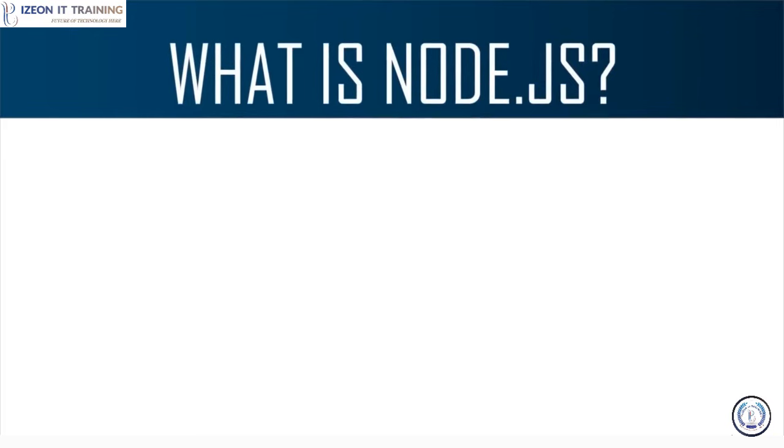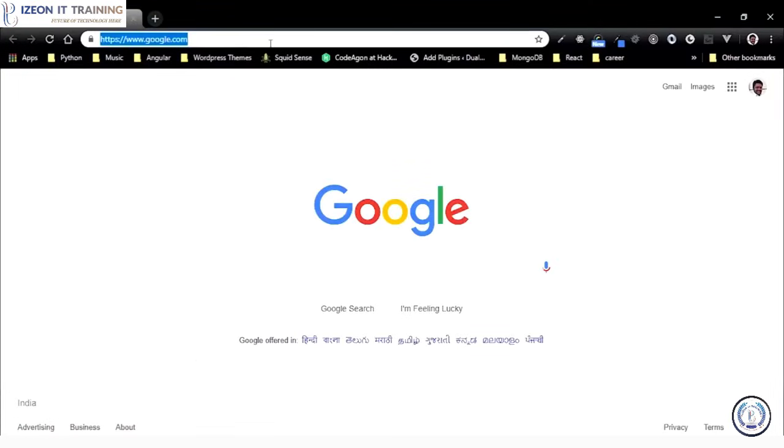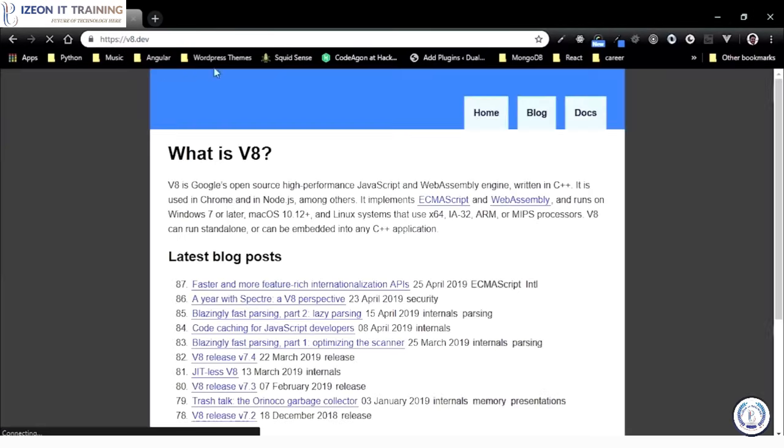If we speak about Node.js, it's a powerful JavaScript framework, or I might say it's a runtime where you can run JavaScript on the console. It is developed on Chrome's V8 engine. If anyone doesn't know what a V8 engine is, let me just tell you what it is. If I check out v8.dev, the official website of Chrome's V8 engine, you would see that it is an open source high performance JavaScript and WebAssembly engine written in C++. More or less, this is the engine that runs on the Chrome browser. So whatever your Chrome browser understands, it would be the same thing that Node.js also understands.